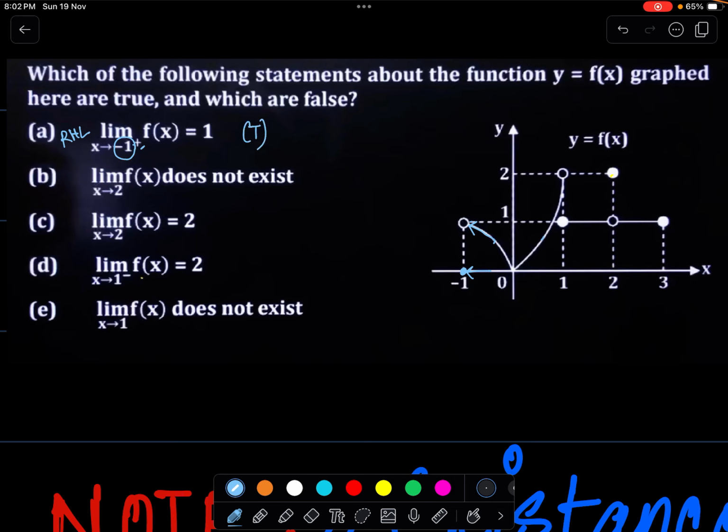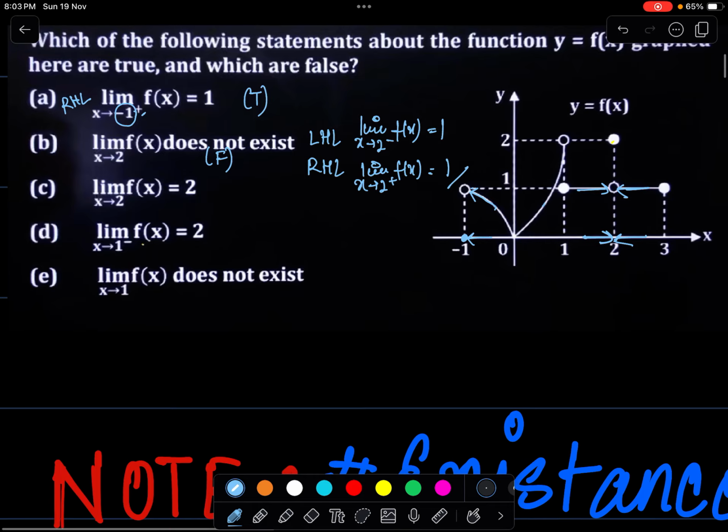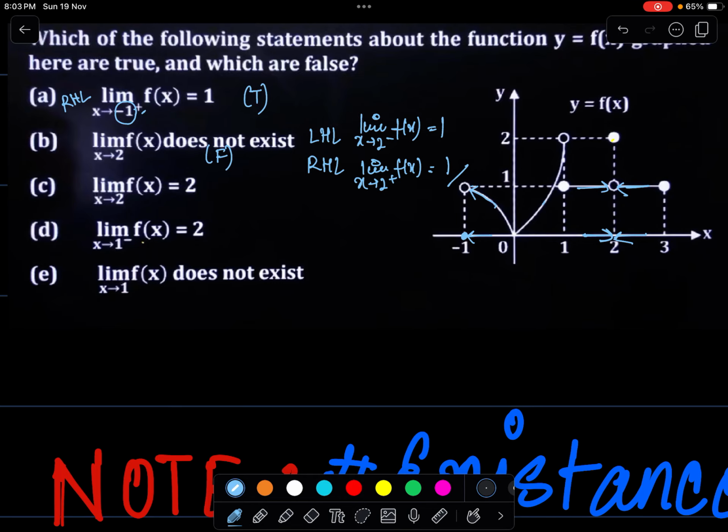Yes, it's true. Next, limit x tends to 2 does not exist. That means I need to find the left hand limit and right hand limit to conclude. The left hand limit is limit x tends to 2 minus f of x. Let's go to the graph quickly. When I am moving towards 2 from the left hand side, I can see that the graph is moving towards 1. Here I am moving from the right hand side, and I can see the graph is again moving towards 1. And it's finite, so this is false. Next one, limit x tends to 2 f of x is equal to 2. Is this true?